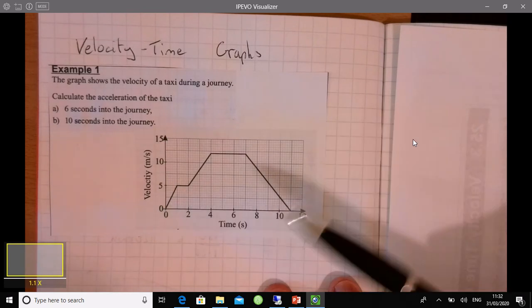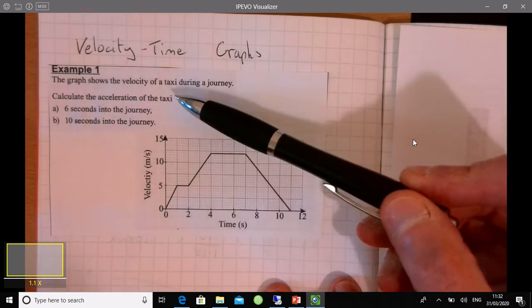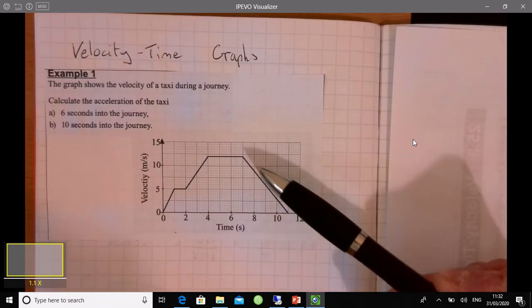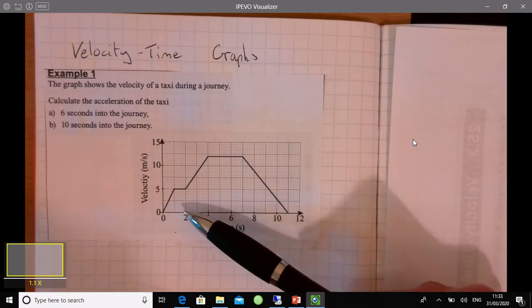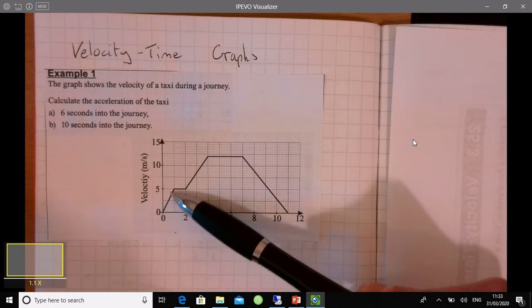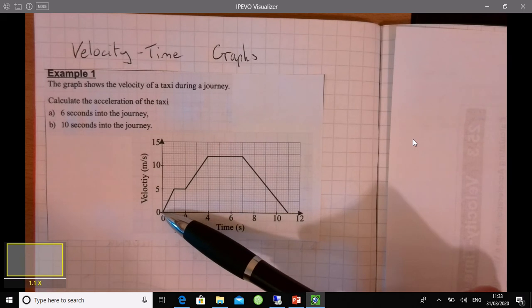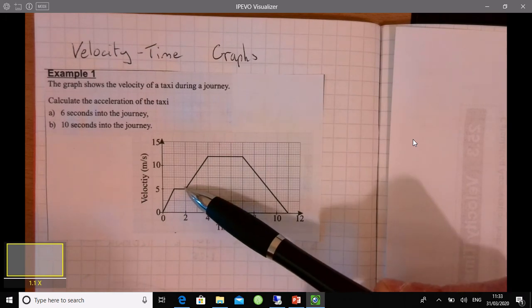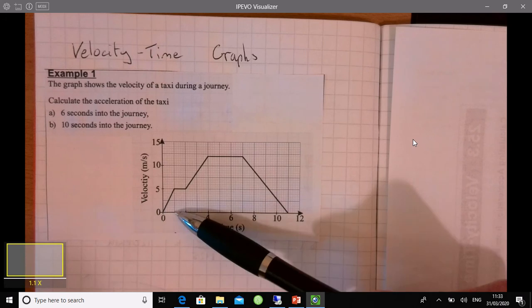So before I actually answer the question, calculate the acceleration of the taxi 6 seconds into the journey, 10 seconds into the journey, let's have a little look at what's actually happening here. We're going to start from a standing start, and it's a constant acceleration until we get to 5 meters per second. What happens at that point is we don't stop. This doesn't mean we stop. It means we carry on at 5 meters per second for another second actually.